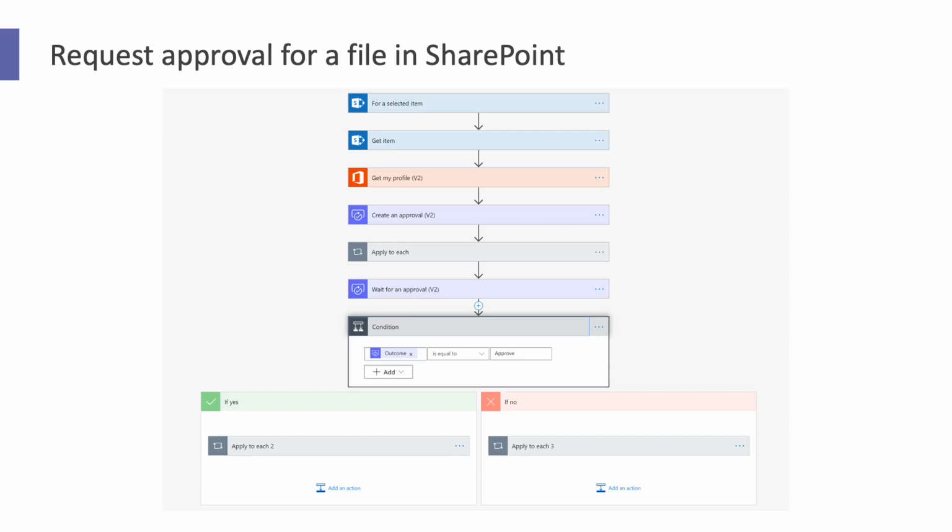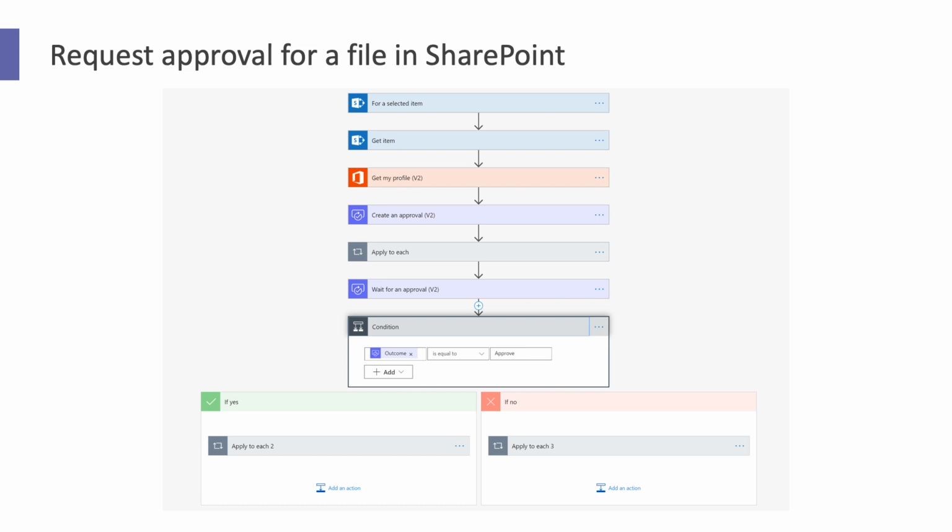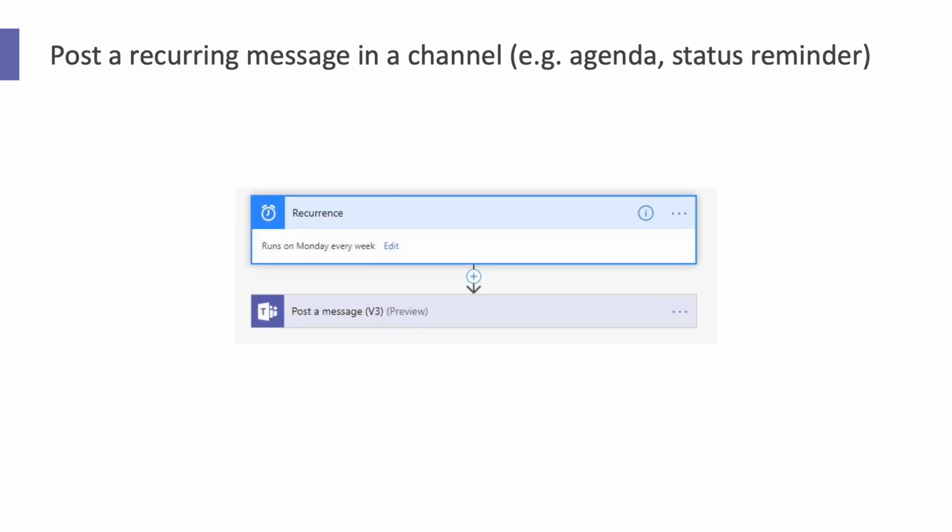So here are some sample scenarios. The first one is SharePoint file approval. How annoying to jump out of Teams, go adjust the permissions, and then jump back in when you're trying to collaborate over something. Why not, for a selected item, get the profile, wait for the approval, and then apply it in Teams? Here's another good one: a recurring message in a channel, a reminder for you to set an agenda or send a status reminder.